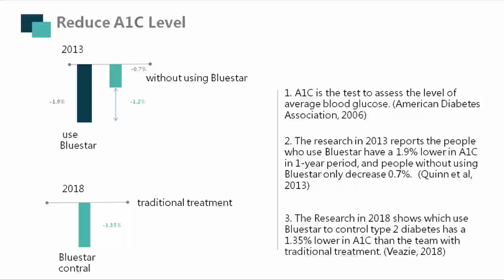And there is another research report from 2018 that shows that people who use the Bluestar have a 1.35% lower A1C level than people with the traditional treatment.